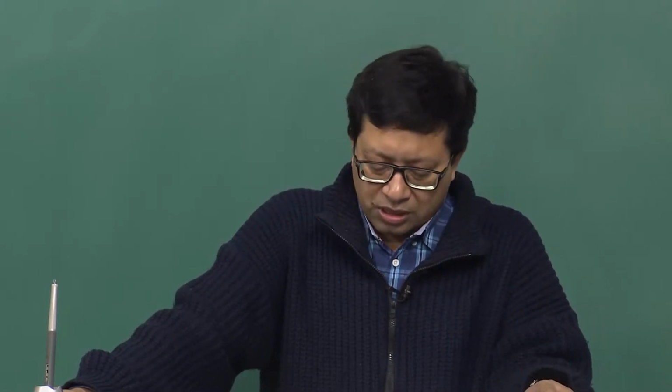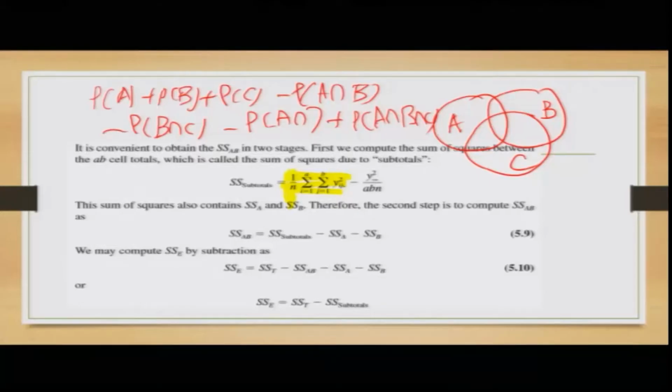We may compute the sum of the squares for the errors by subtracting this. So, what is the sum of the squares of the errors? Errors is basically the difference of the total minus the individual effects, which is the sum of the squares coming up from all the cases.